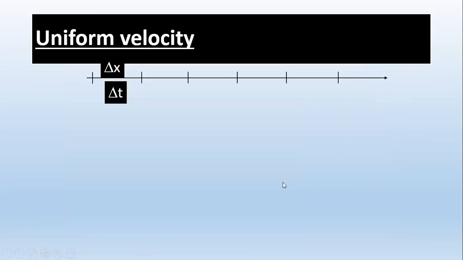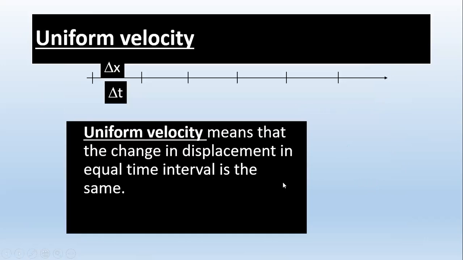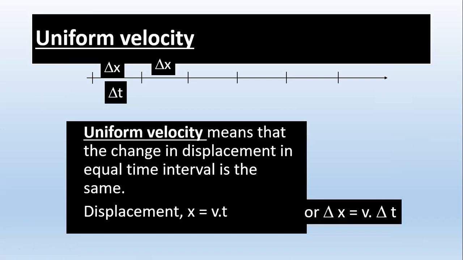Uniform velocity, what does it mean? It means that the change in displacement in equal time intervals is the same, or the change in distance with time is the same. If it's a straight line, we can also call it uniform speed, or steady speed. Same time, same distance, same time, same distance, or same displacement.